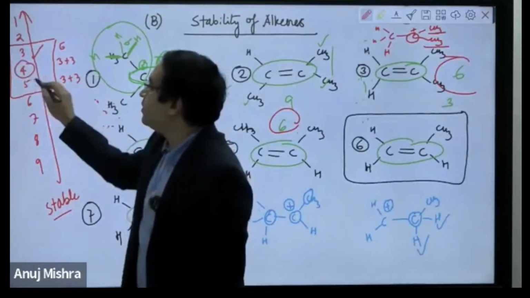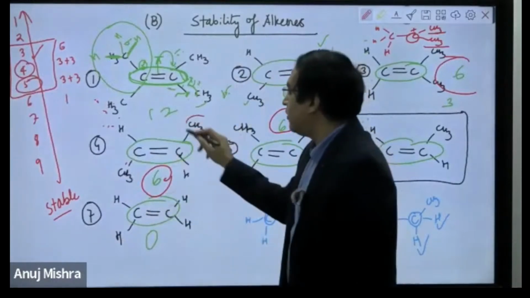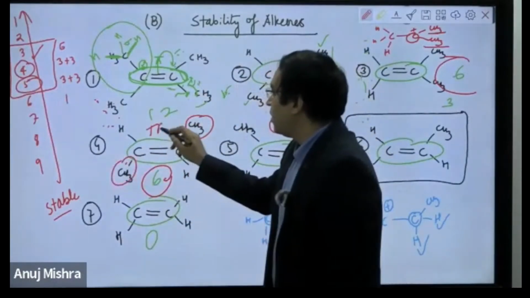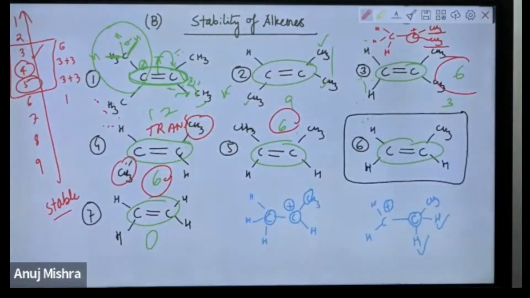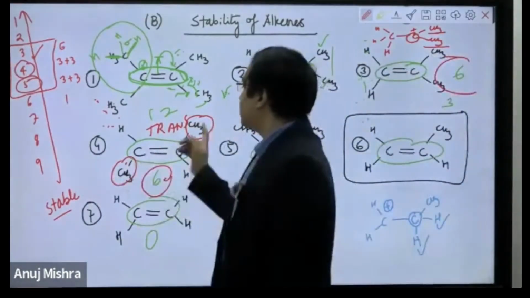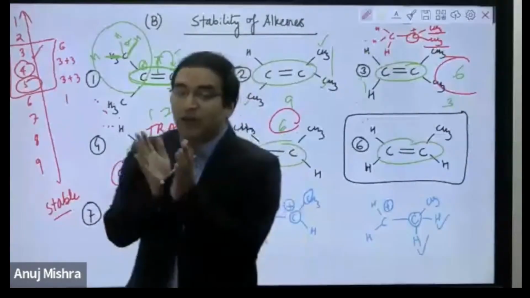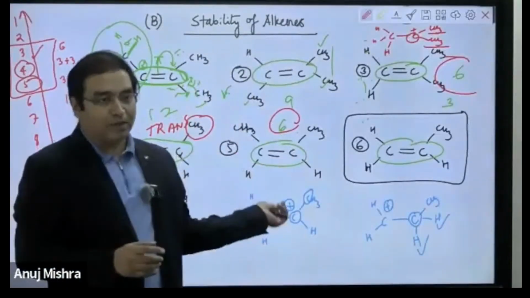Now the question comes, why is 4 better than 5? Because 4 is trans. Trans, have you studied it? Trans is more stable. Trans is more stable. The reason is this is having diagonal symmetry. CH3s are away from each other. They will not create any repulsion, hence become a stable structure.